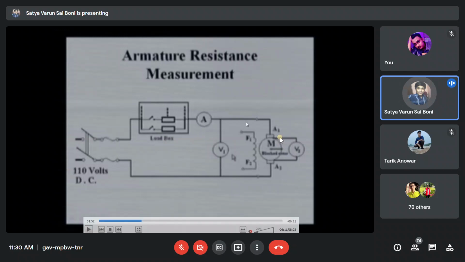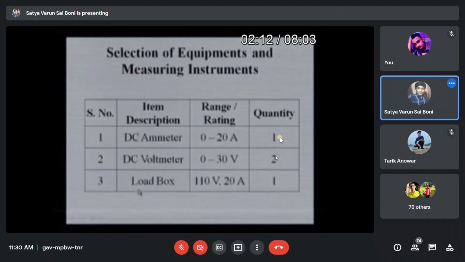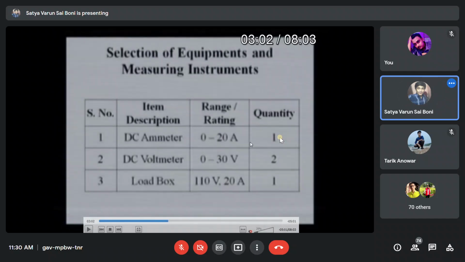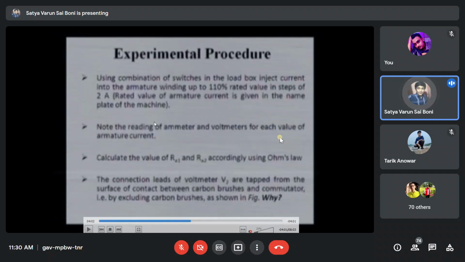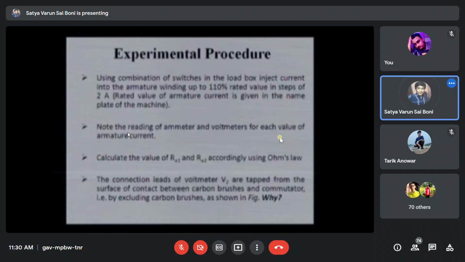While we are inducing the current into the machine, we are measuring at the same time the voltage across the armature plus brushes, and only the voltage across the armature. So for each load variation, we are measuring the ammeter reading and the voltmeter readings of these two. This is the first point they said.